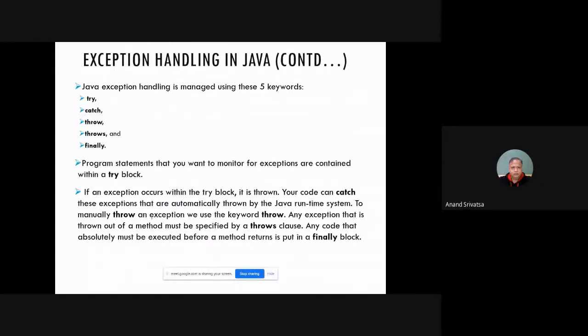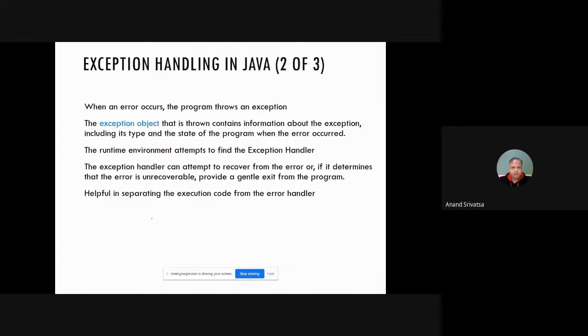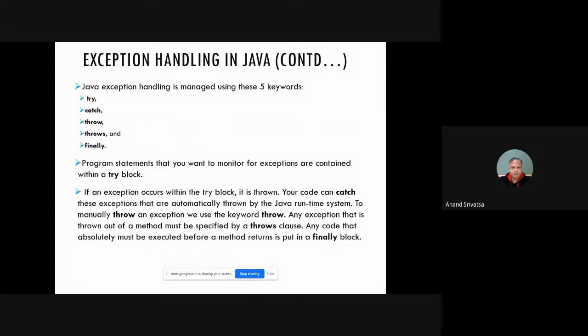Now how do you tackle this? Java exception handling is managed using these 5 keywords. You should write it down, or see that you read the content on the website I mentioned in one of the emails that I sent. Anyway, I'm going to explain over here. These 5 keywords are very important.